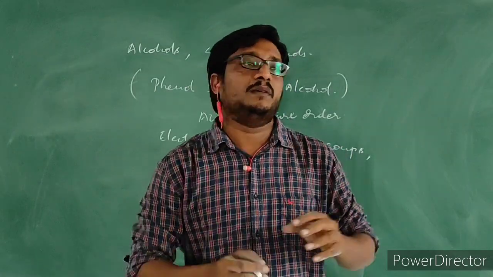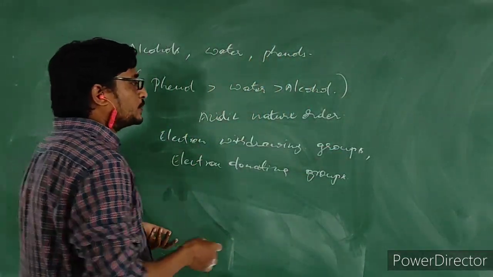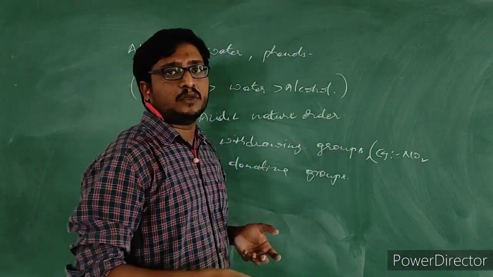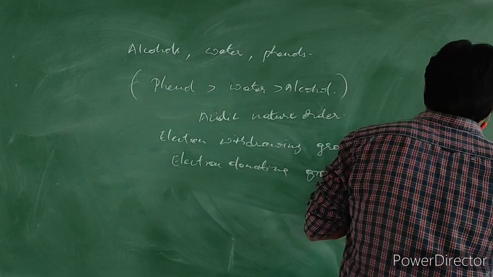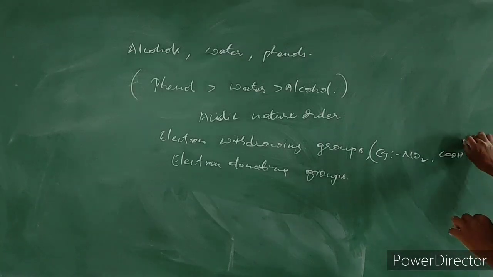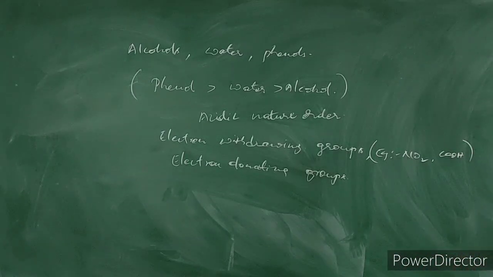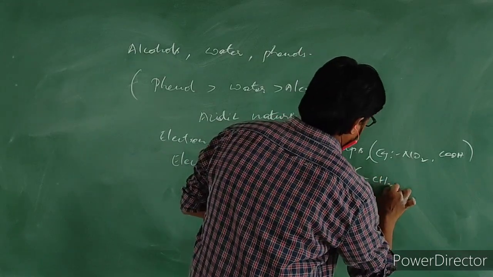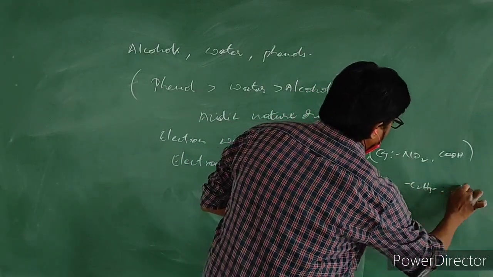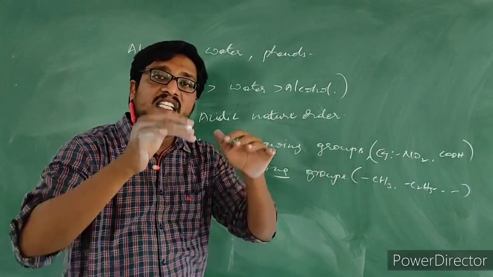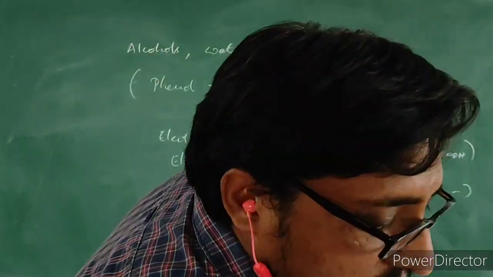Let us take some examples. Electron withdrawing groups means you can consider examples such as the nitro group, NO2. It is an electron withdrawing group. COOH is also an electron withdrawing group. So when electron withdrawing groups are present, the acidic nature of phenols will increase. In case of electron donating groups like alkyl groups, ethyl group, these are nothing but electron donating groups. If these groups are present in phenol, then acidic nature will decrease. Let us see that.